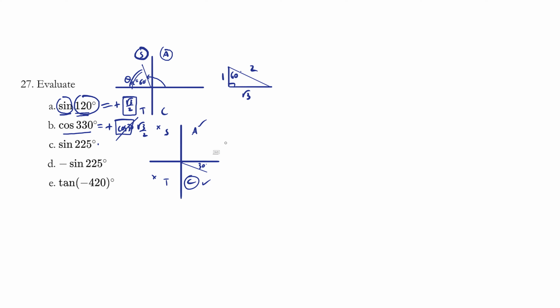Let's try this question over here. This is your classic trig question. How do we attack it? Hiya, ASTC, and we draw this angle 225. This is 180. 225 is here, and the reference angle is 45, and we know that we're in T land.